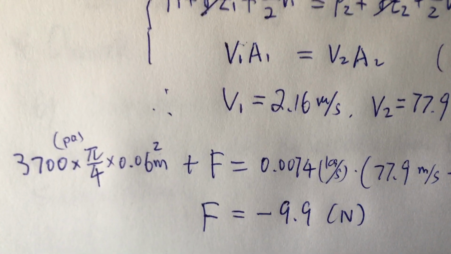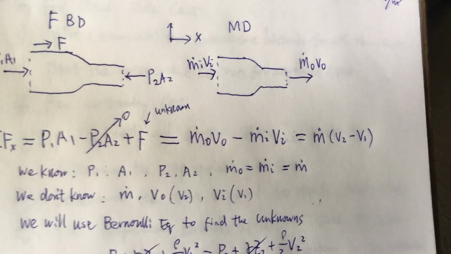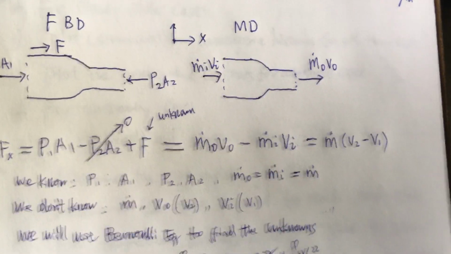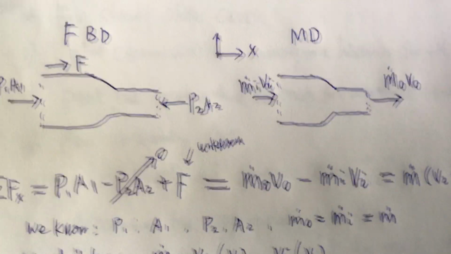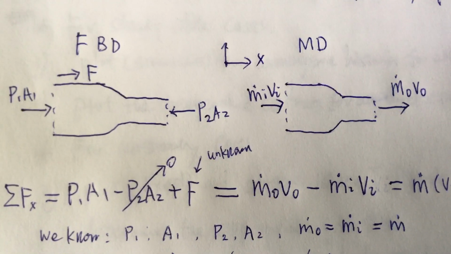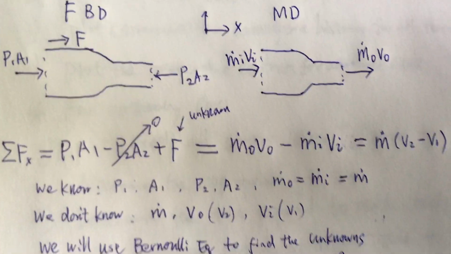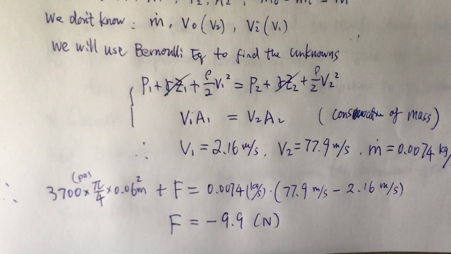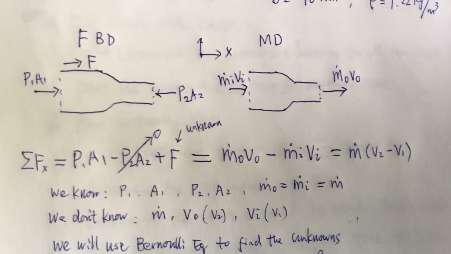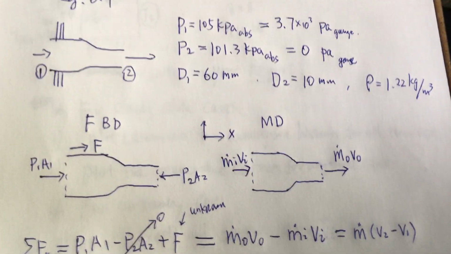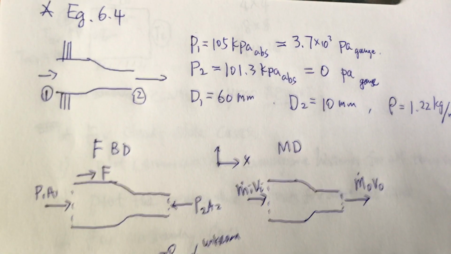So why is it negative? Negative 9.9 Newton means the force goes the other way. It's opposite to the direction of the force we drew on the free body diagram. That makes sense. The flow is from left to right. Your force is from right to left to hold it in place, right? So that's why it's negative 9.9 Newton. That's the required force to hold this nozzle in place. Okay, this is our first example, a 1D conservation of momentum problem.